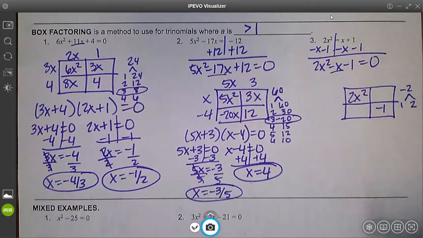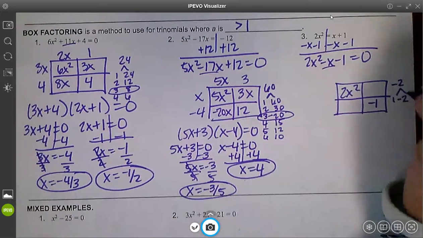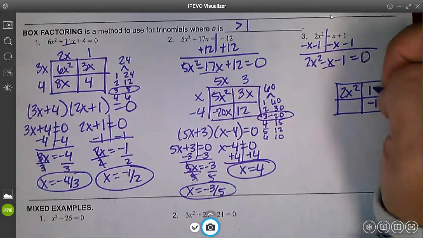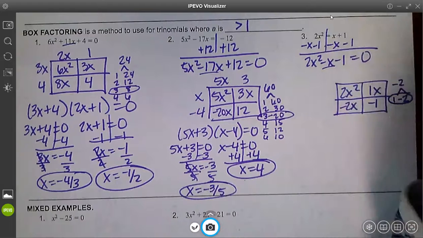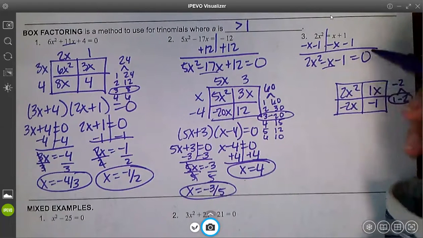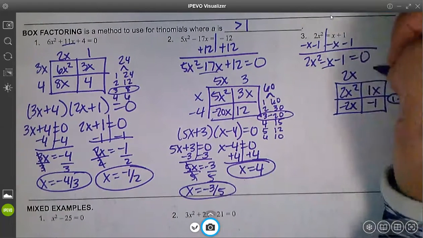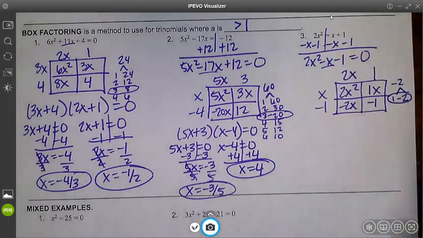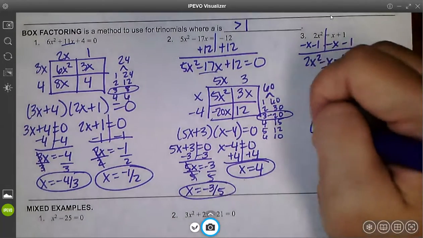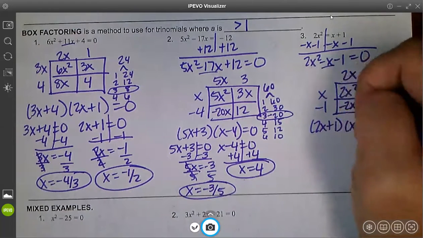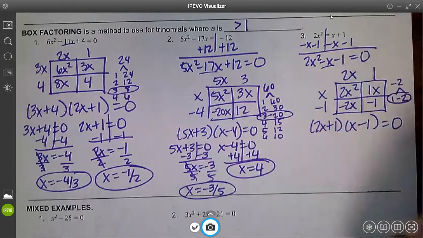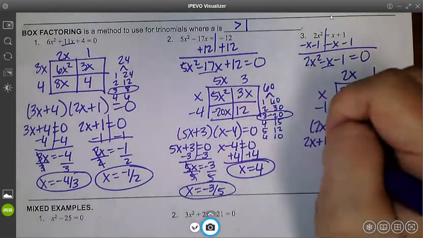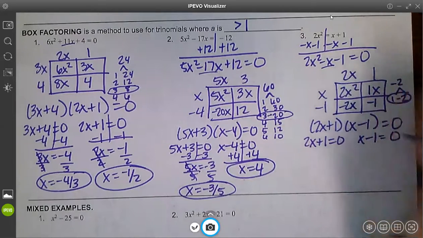To get negative 1x, I need to have positive 1 and negative 2. So I have 1x in one and negative 2x in the other. Pull out your GCF. I have 2x here, 1 there, x here, and negative 1 there because of this negative. So I have 2x plus 1 times x minus 1 equals 0. Set each piece equal to 0 separately using the zero product property.